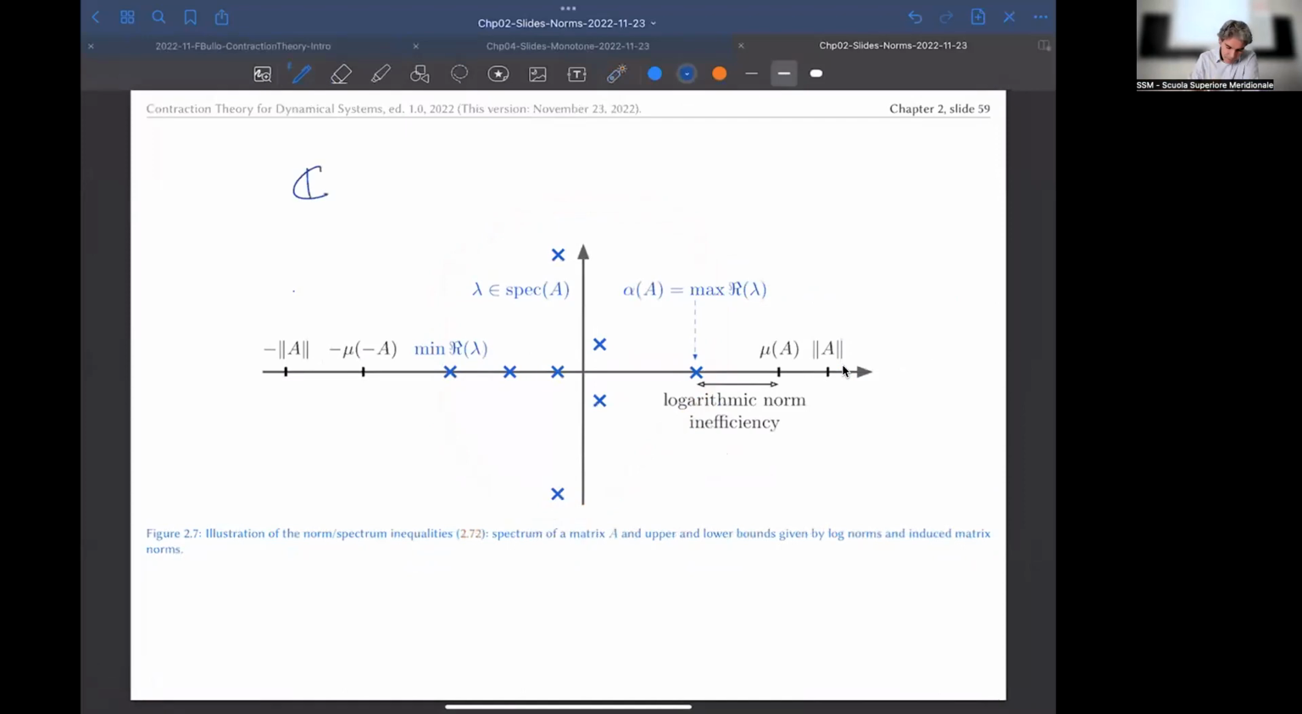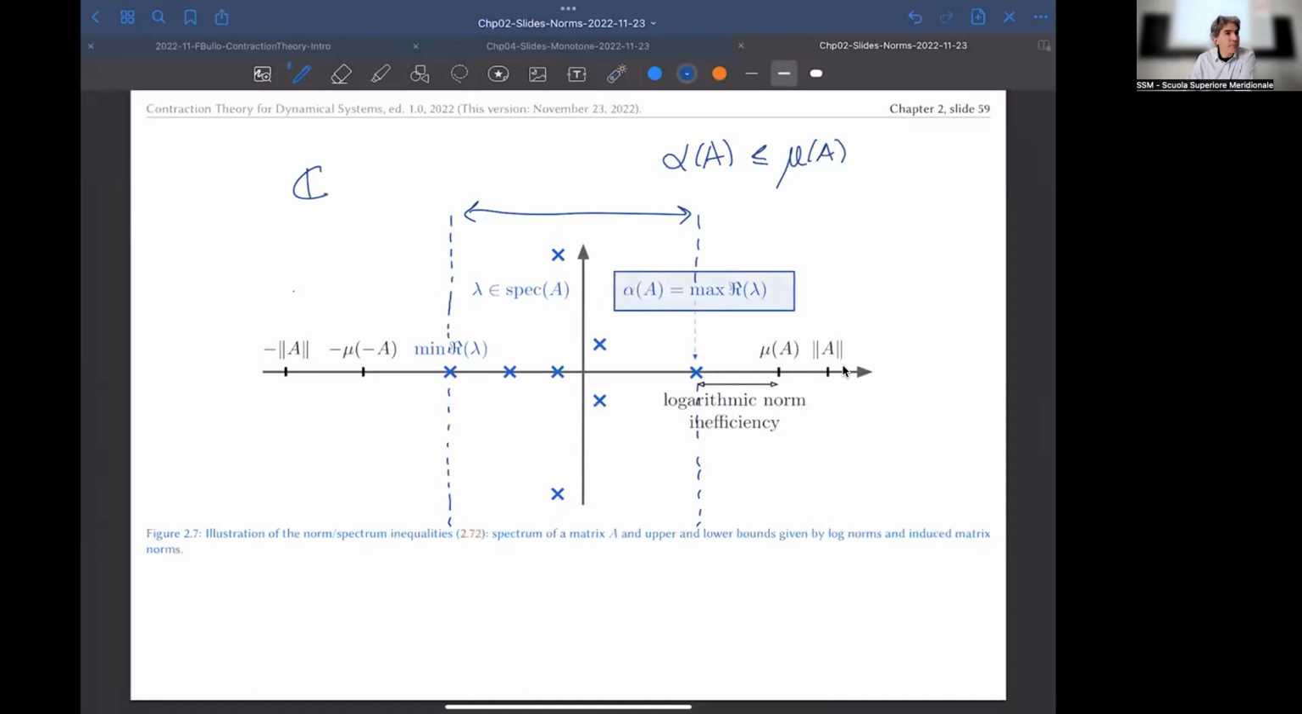So this is the eigenvalue with smallest real part. This is the eigenvalue with largest real part. So the entire spectrum of the matrix is contained in an interval. The value on the right is called the spectral abscissa, right? It turns out that alpha of A is always upper bounded by mu of A. It's not too hard to show this. You just plug in the eigenvalue of the vector equation into the formula of the log norm, and you see that this is the case.